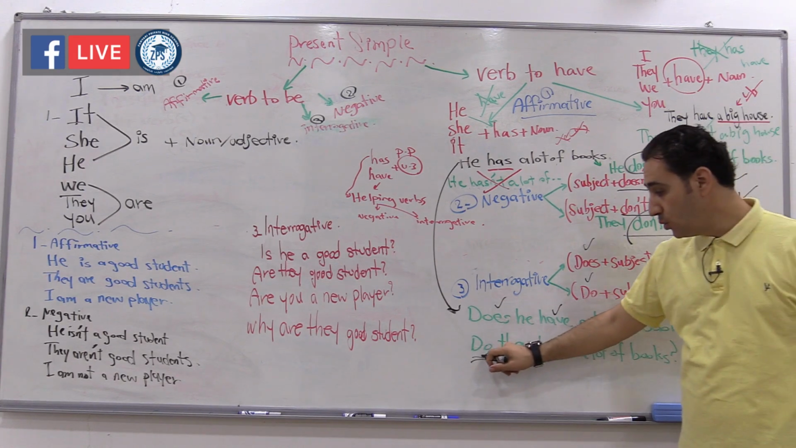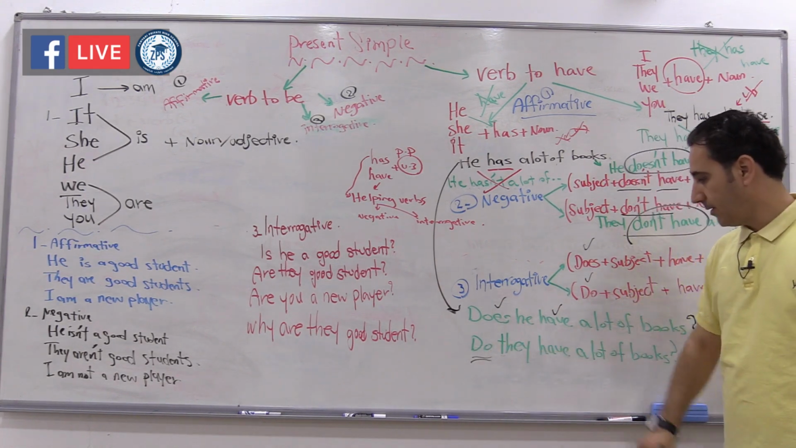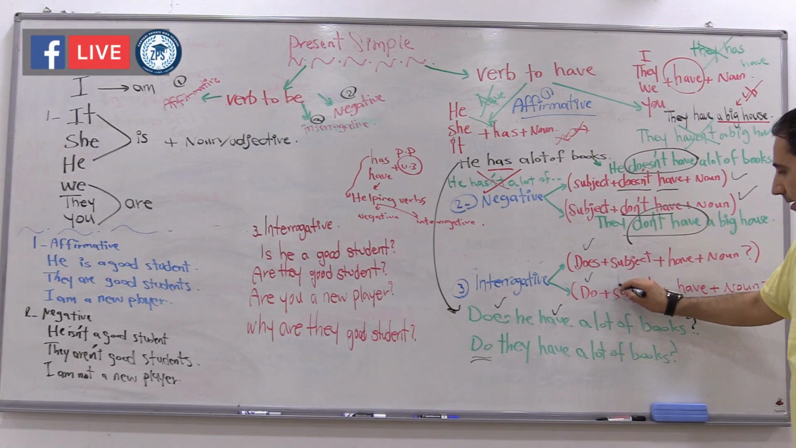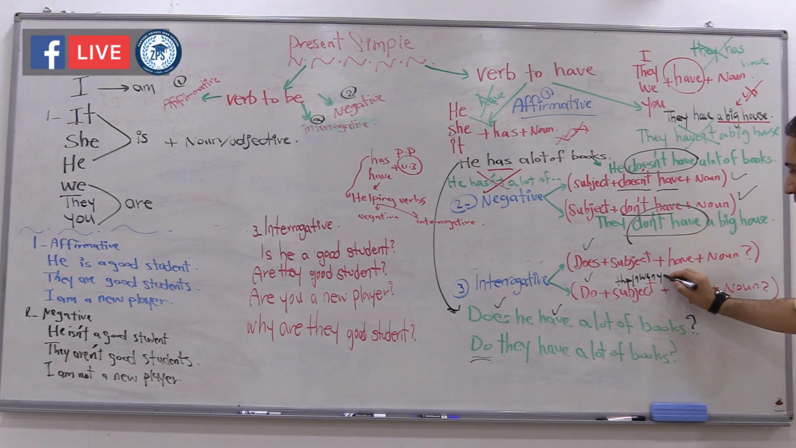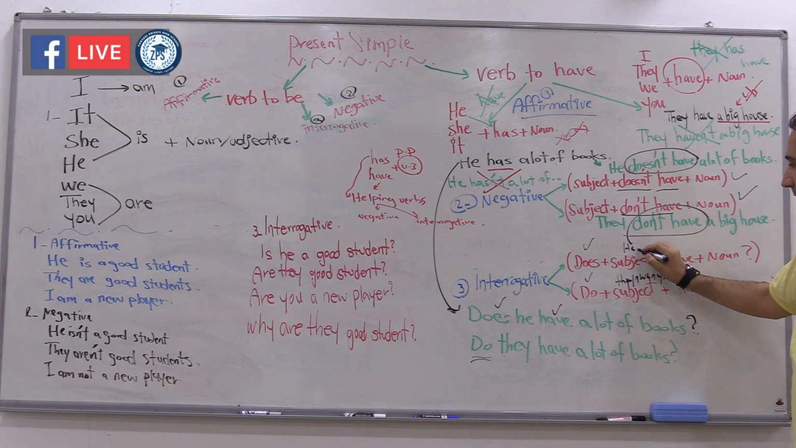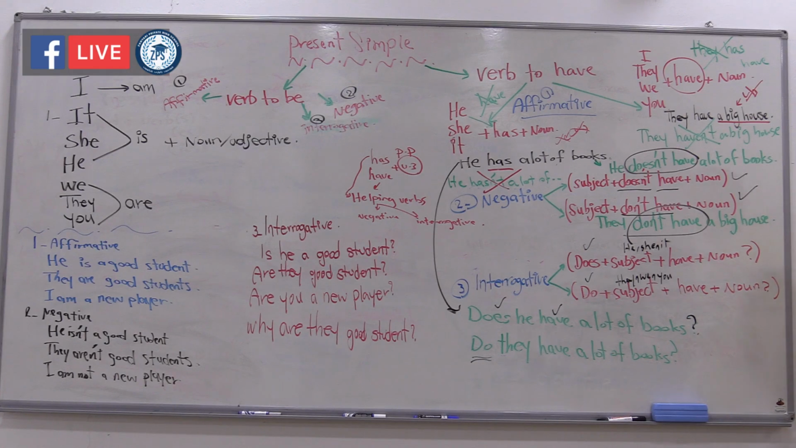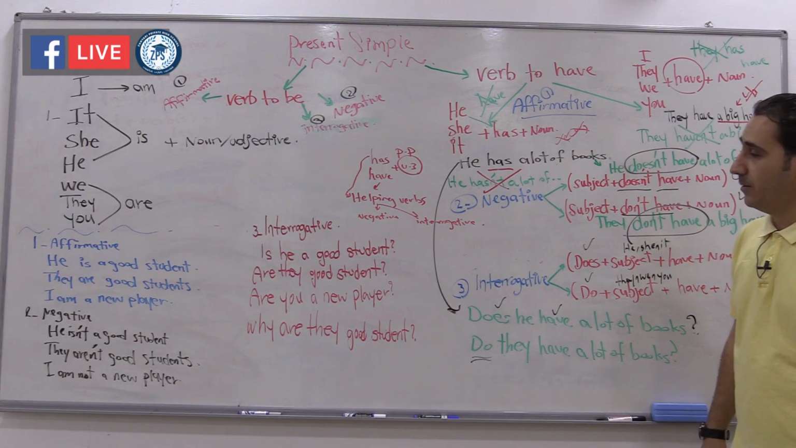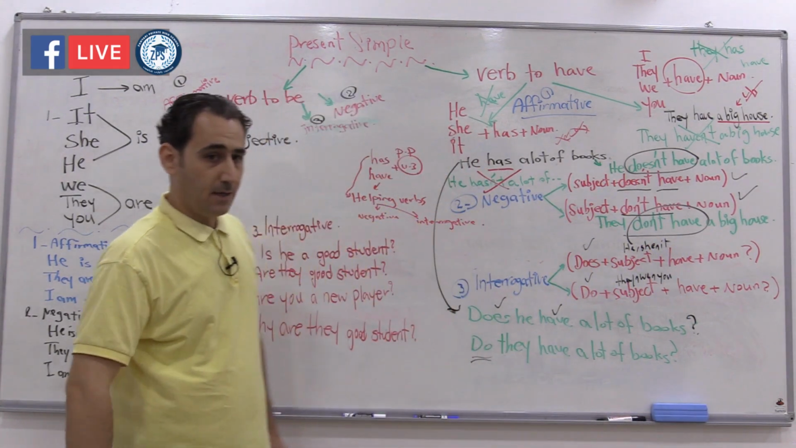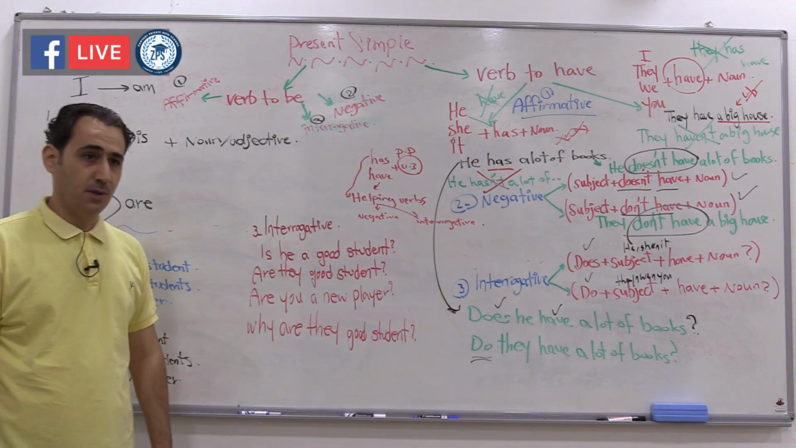So we should put do at the beginning of the sentence. Then the subject should be they, we, and you. And here he, she, and it. Okay? We should use do with plural subjects and does with singular ones. So this is the second part of present simple, which is with the verb to have. Let's move to the final part of the present simple.